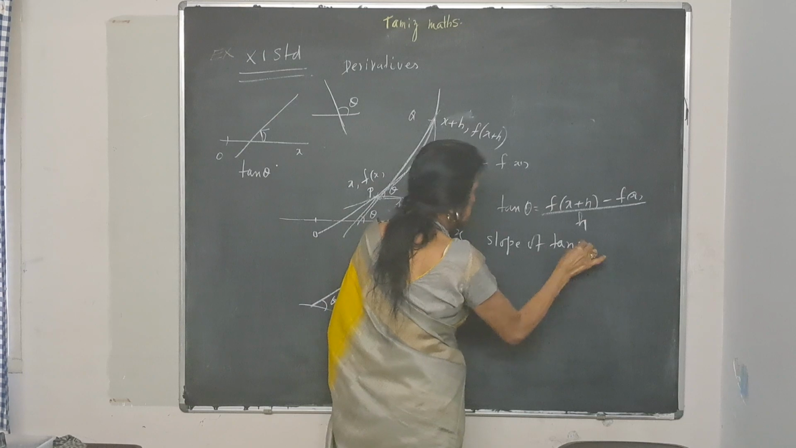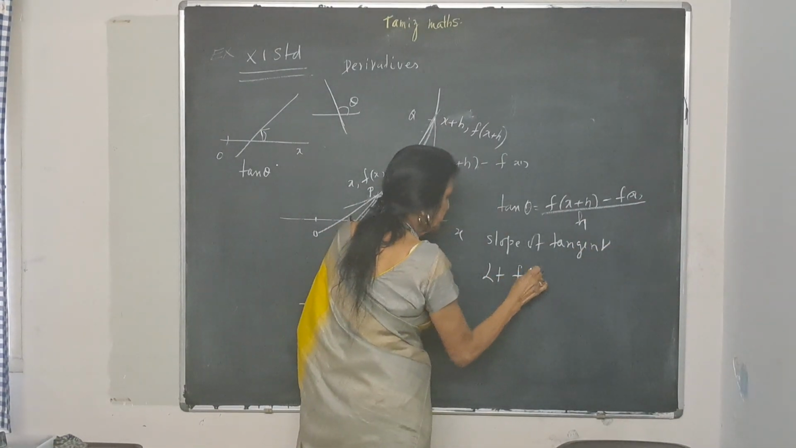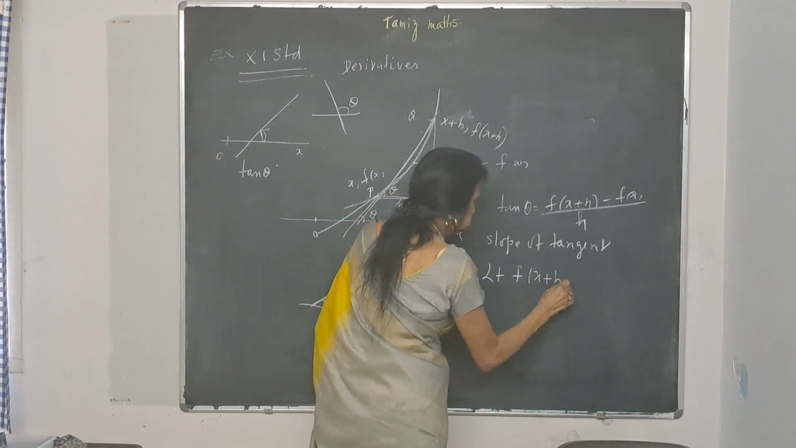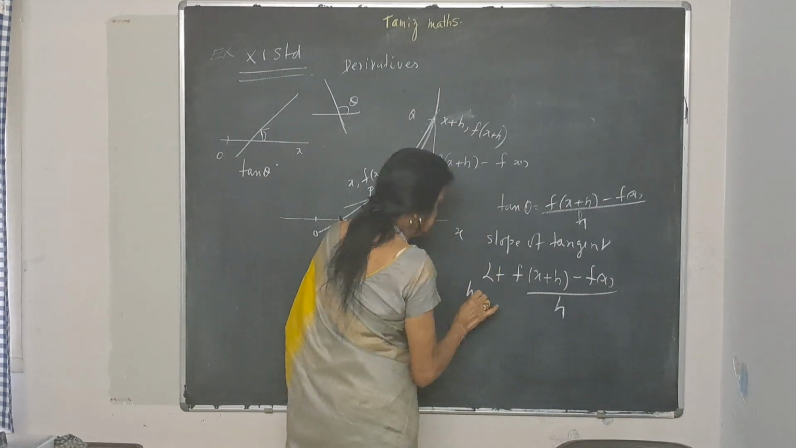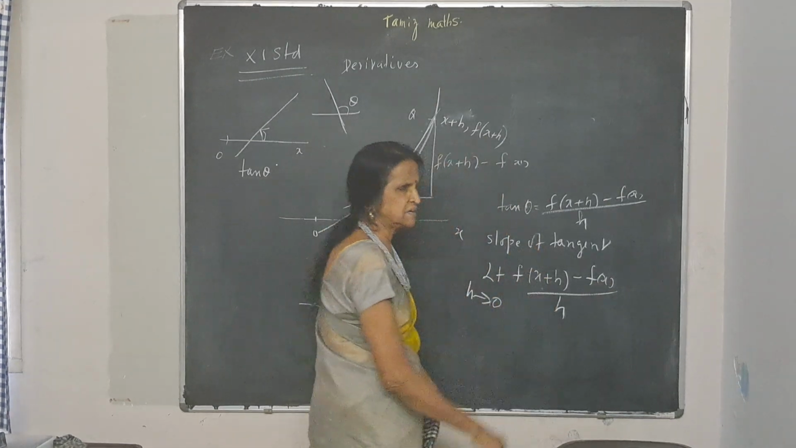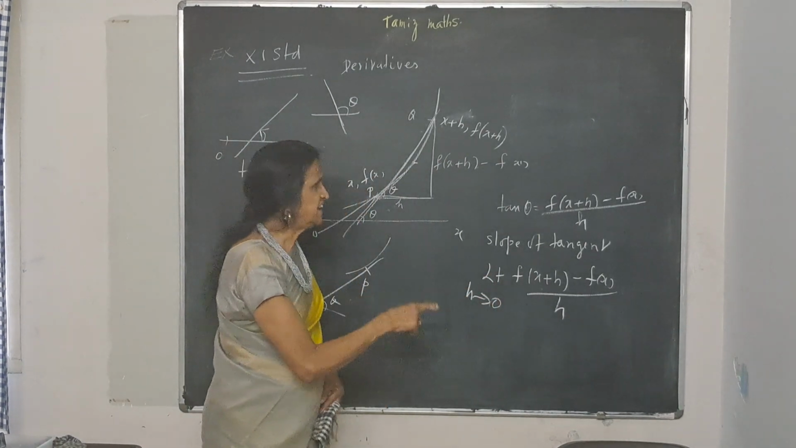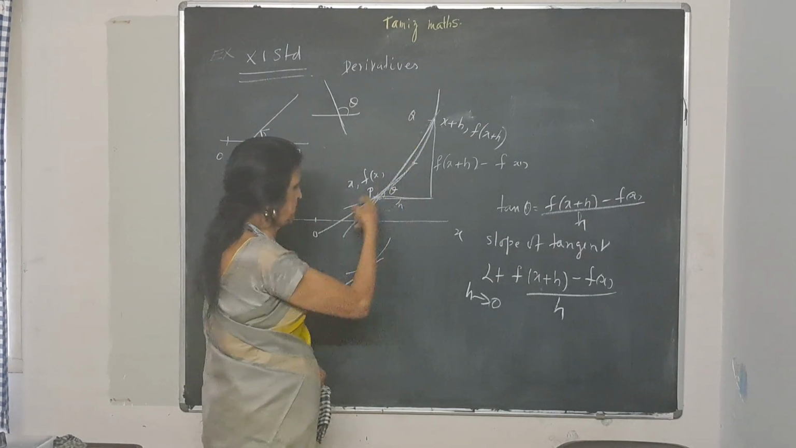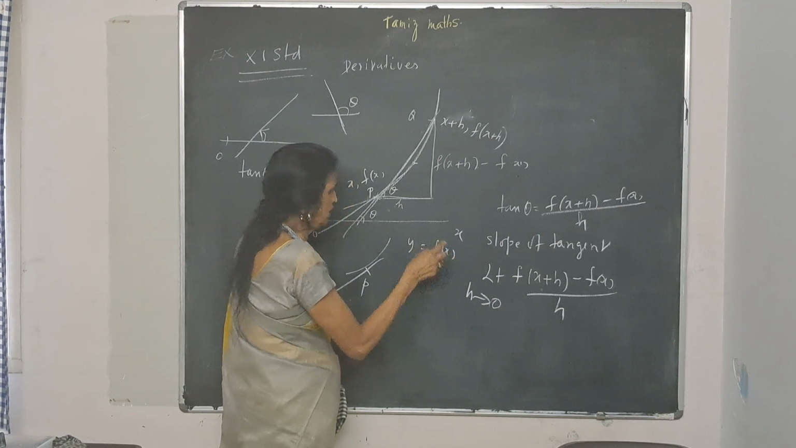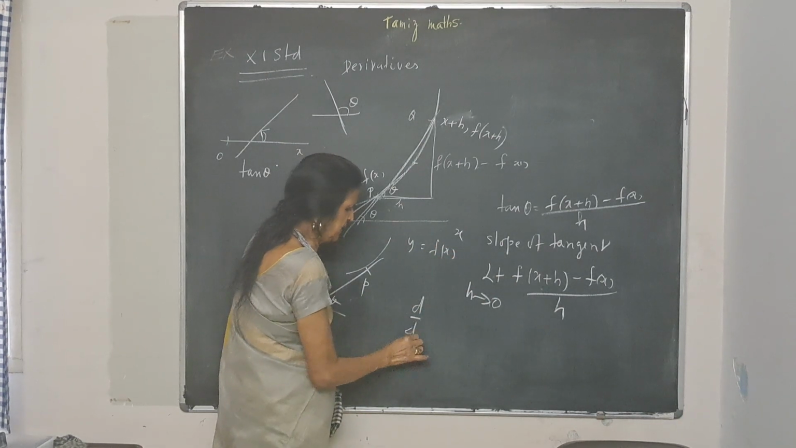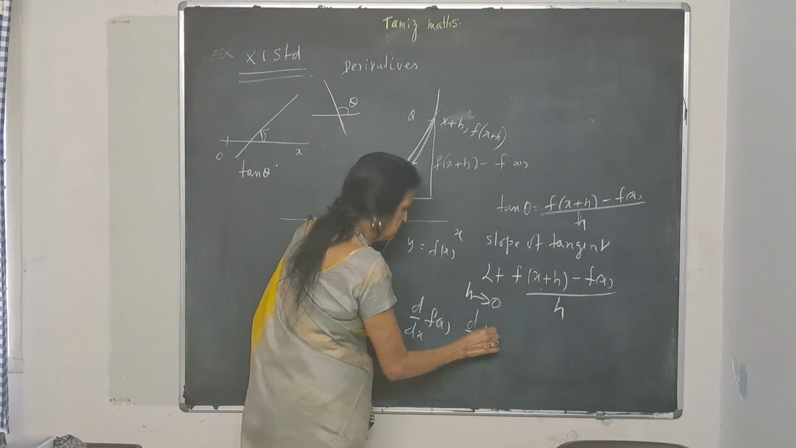Slope of tangent is the limit of f of x plus h minus f of x by h, h tending to 0. This limit is the slope, and this limit is called the derivative of this function f(x). Suppose y is equal to f(x), this limit is called d by dx of f(x), or you can say d by dx of y, dy by dx.